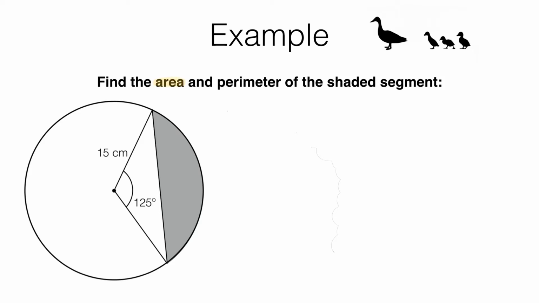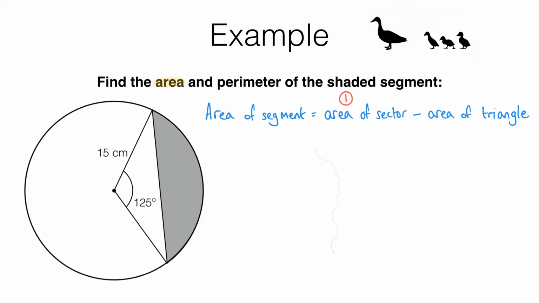What we can do is first find the area of the sector, which is this bit here, and then subtract the area of this triangle. If we subtract this triangle's area, we're left with the area of that shaded segment. So let's write that down. Let's start by working out the area of the sector. I'm just going to number this as number 1 to show what we're doing.